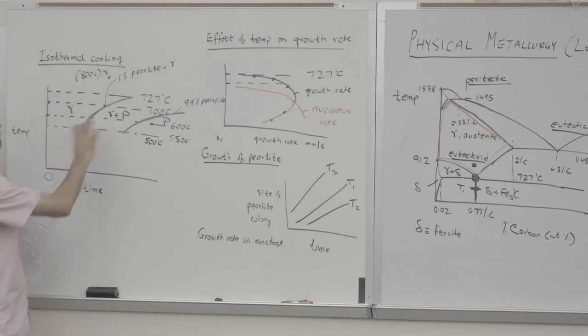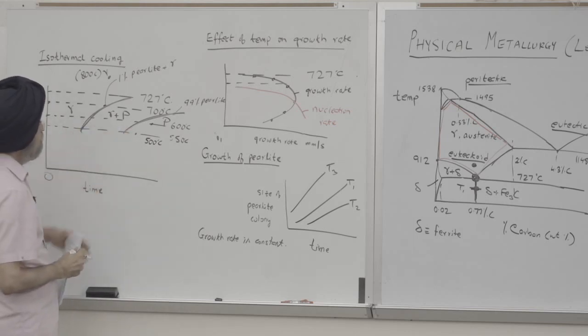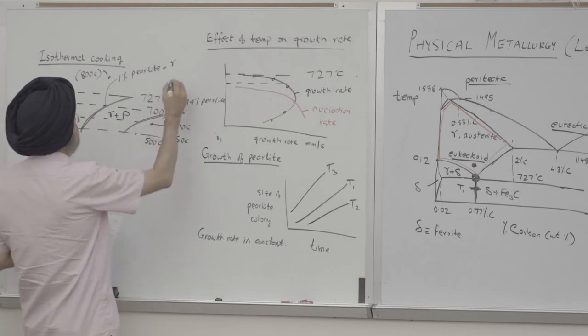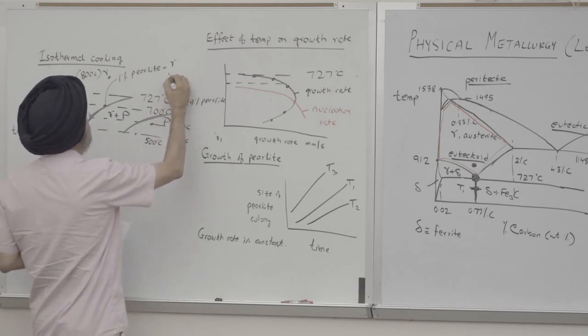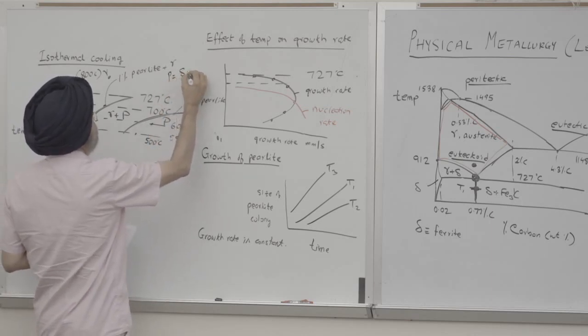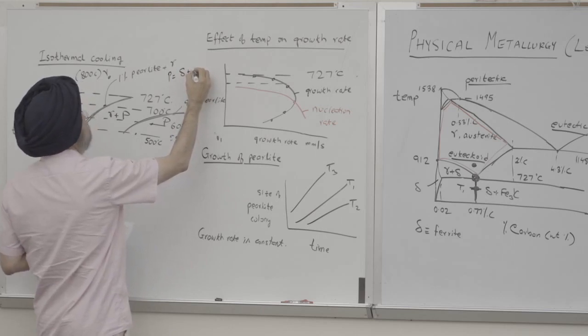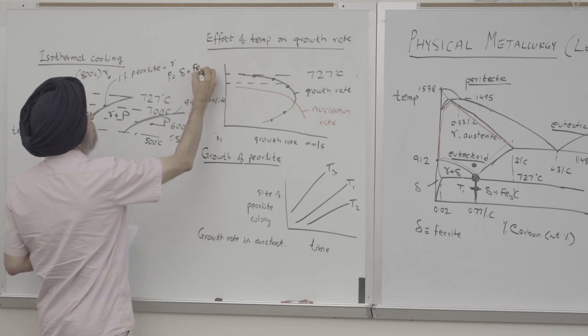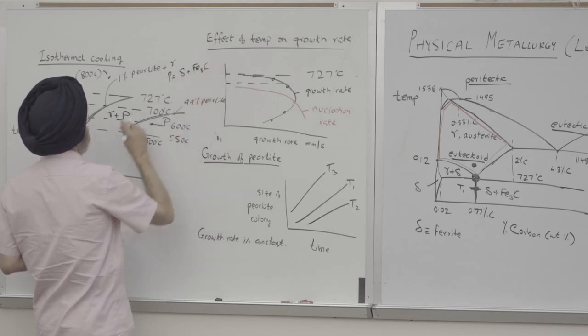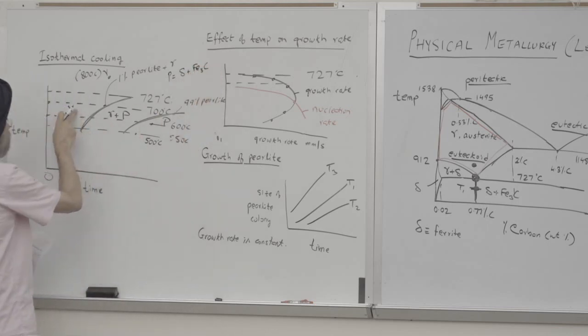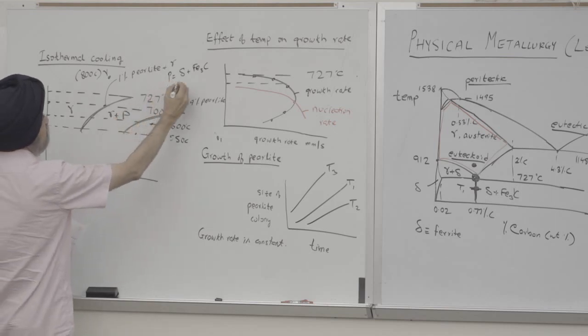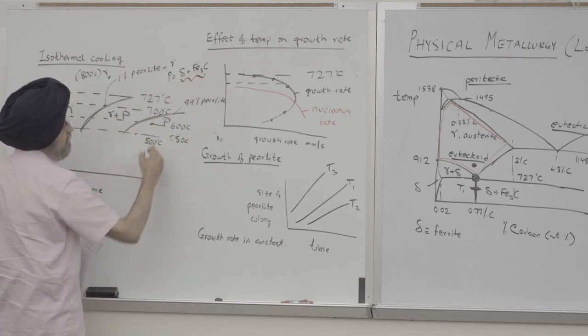Okay, so up to this point, we know what gamma is. Gamma is austenite, and we know what pearlite is. Pearlite is ferrite plus Fe3C. So we know what gamma austenite is. We know pearlite is a combination of ferrite plus Fe3C.